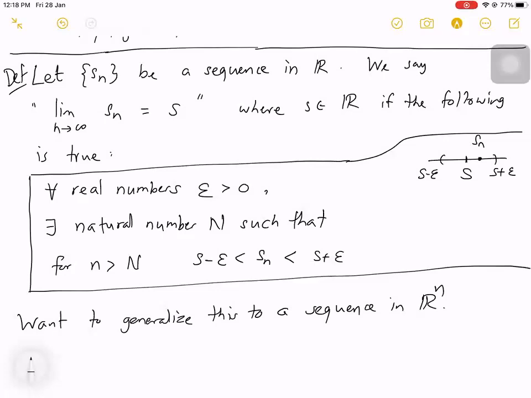So what this means is that S_n is a vector in R^n, if you want, for all n. Does it work? Sir, that inequality will need to be examined: S minus epsilon less than S_n less than S plus epsilon. Yeah, so you see, this is a problem over there.